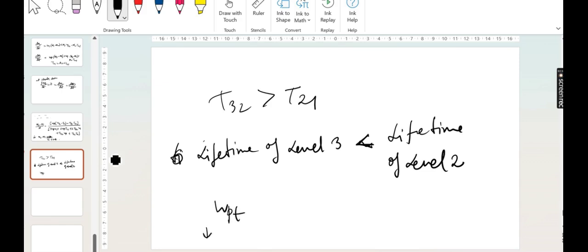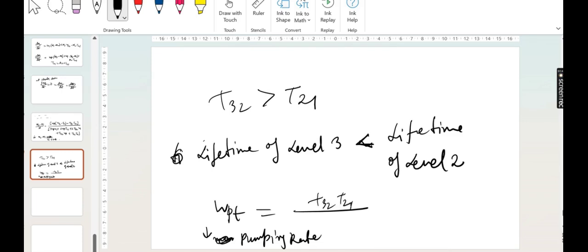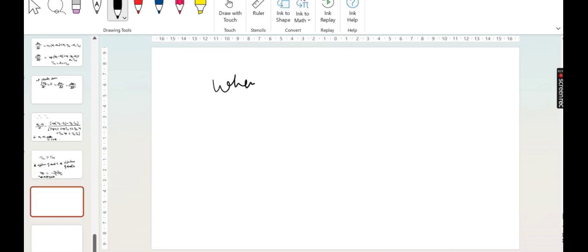minimum pumping rate, this is the pumping rate, should be equal to T32 T21 by (T32 minus T21). So when T32 is greater than T21, WP is T21.